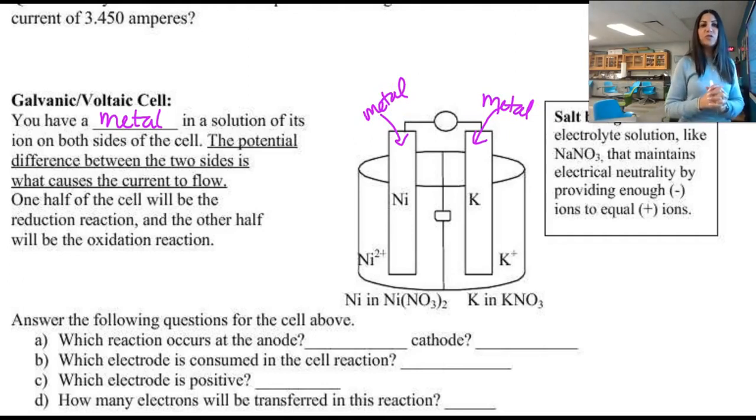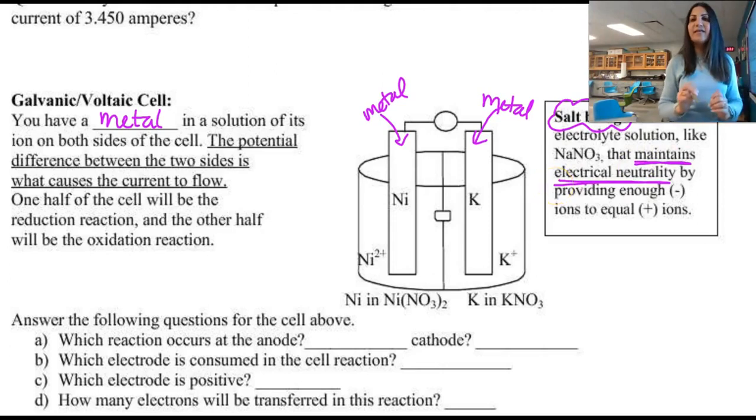The potential difference between the two sides is what causes your current to flow. So the electrons are going to move, and we'll figure out what direction in a second. One half of the cell will be the reduction, the other half is the oxidation. We already know that. There's a salt bridge in the middle, and I do want you to memorize this. The salt bridge is an electrolyte solution, and what it does is it maintains electrical neutrality. That's what I want you to remember.